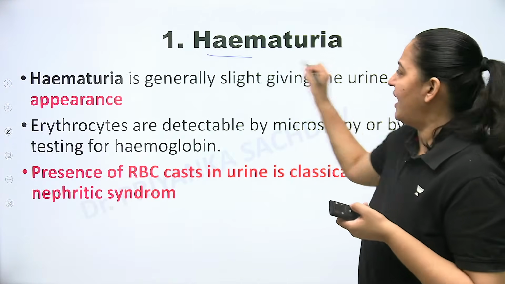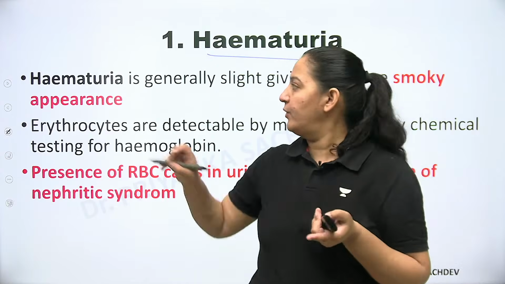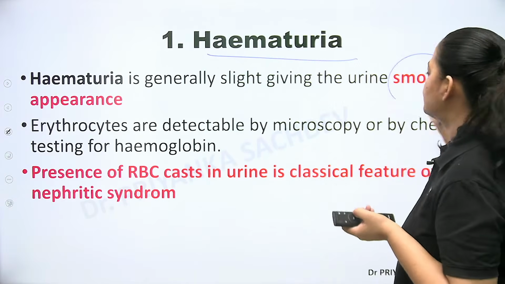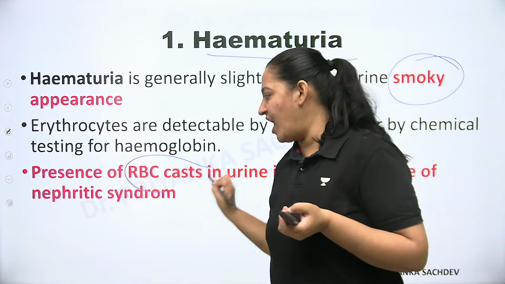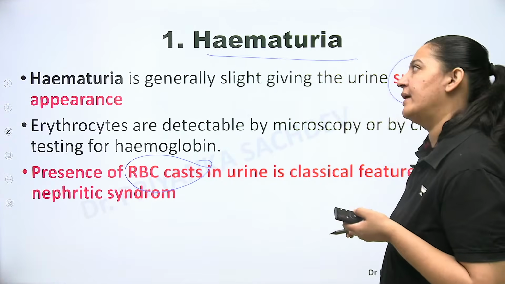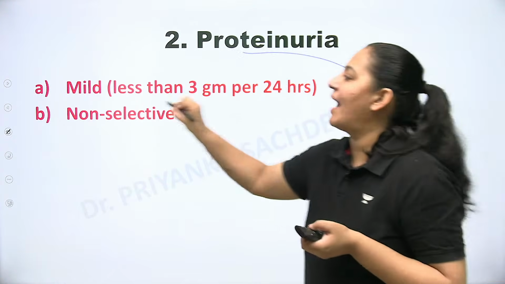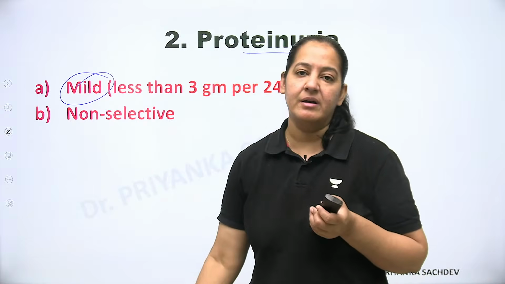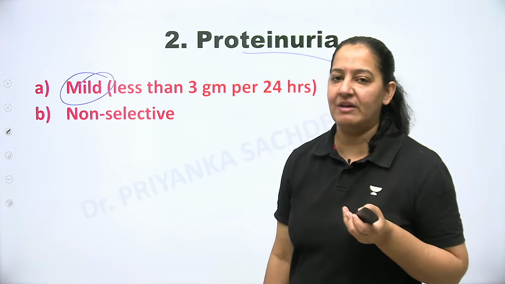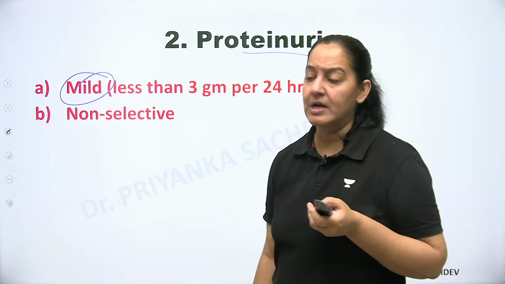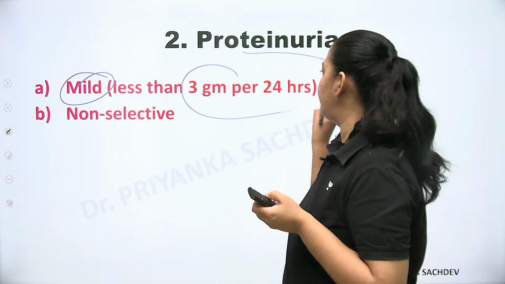Hematuria is because of blood in urine. The urine is smoky in color, or sometimes red in color. Sometimes you will find RBC casts in the urine on microscopy. Proteinuria is mild. Can you define mild and severe? How much protein in the urine will you call mild, and how much severe? There should be some cutoff, right? The cutoff is 3 gram per 24-hour urine.